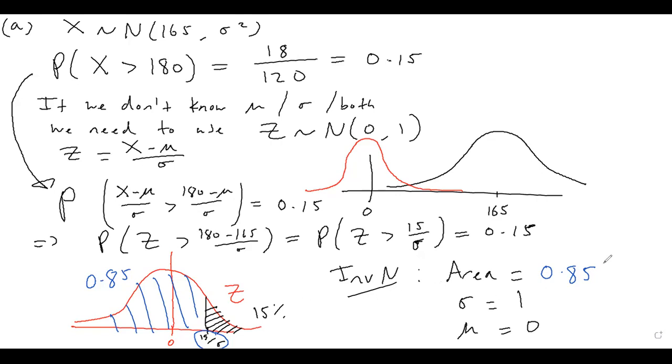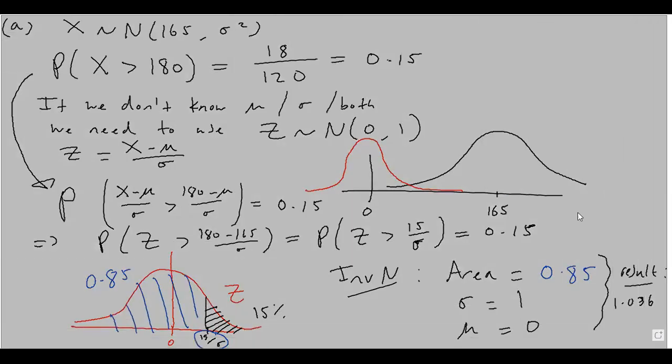So I'll put this here. The result that we get is 1.036, to 3 decimal places. Now, let's try again to move everything up to get some more space.